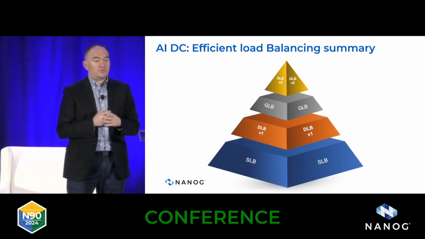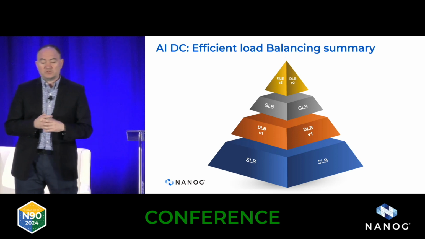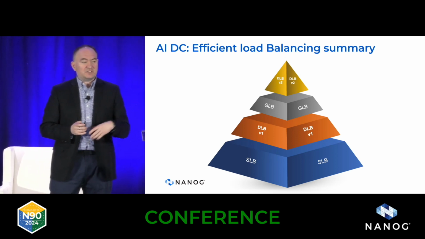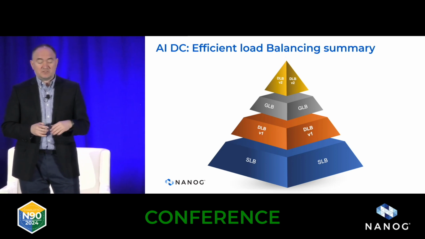So this is just a visualization of different load balancing mechanisms. You have at the bottom the static load balancing, which is just hash-based, source, destination, UDP-based. This is basic.